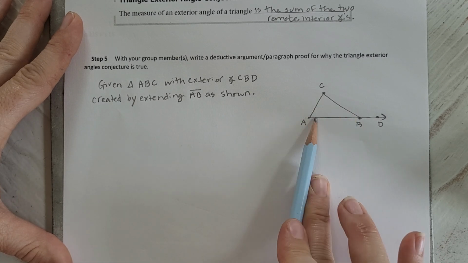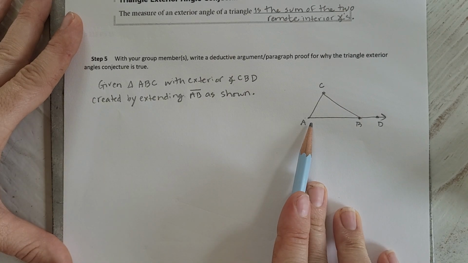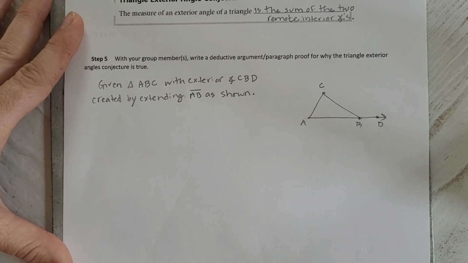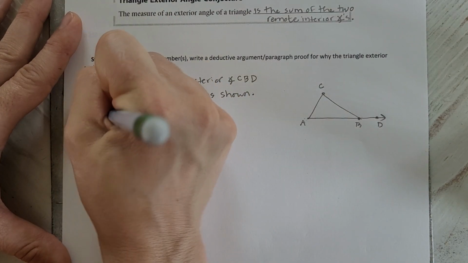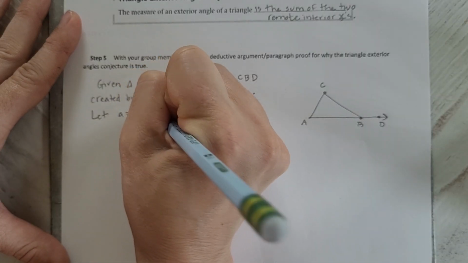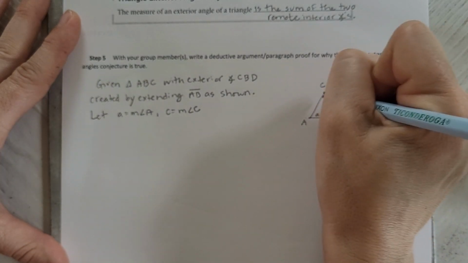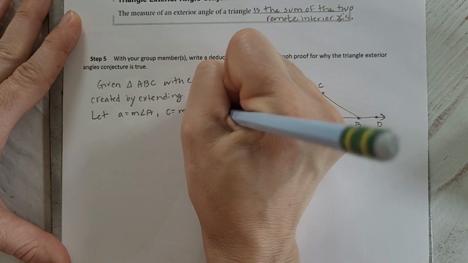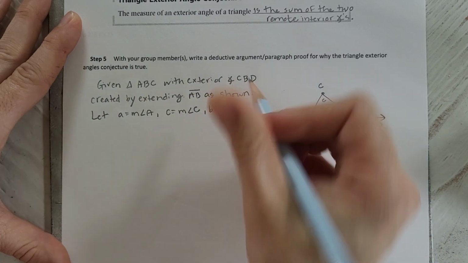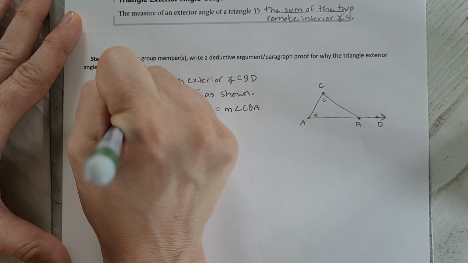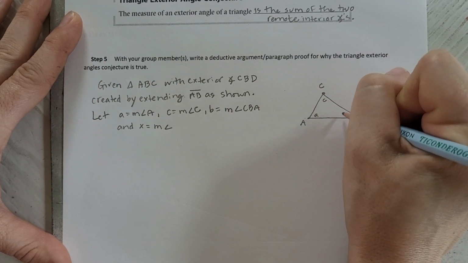We can either work with the measures, like actually writing measure of angle, or we can work with the variables. Because that was part of our investigation, I'm just going to write them out like that. It's just going to be a little bit easier. So we're going to say, let A equal measure of angle A, C equal measure of angle C, B equal measure of angle, and this time we have to be more explicit, angle CBA, and X equal measure of angle CBD.